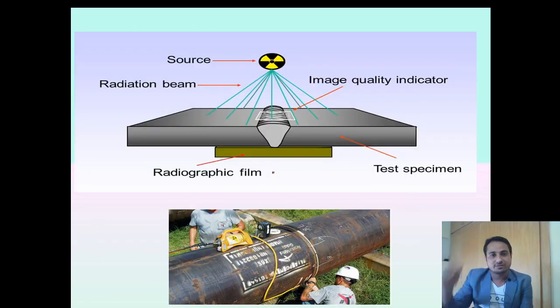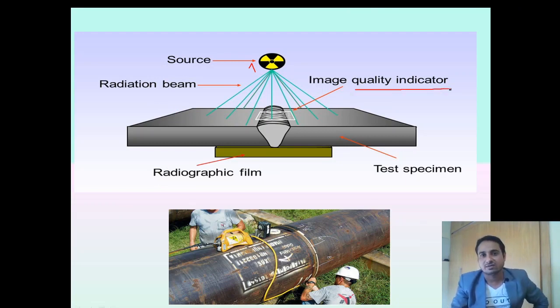Now this is the basic arrangement of how we do radiography for our weld joint. This is the source, which we see in iridium or cobalt. Then this is the beam. Then we put the image quality indicator, IQI, here. We will see in the next slides in detail what IQI is.